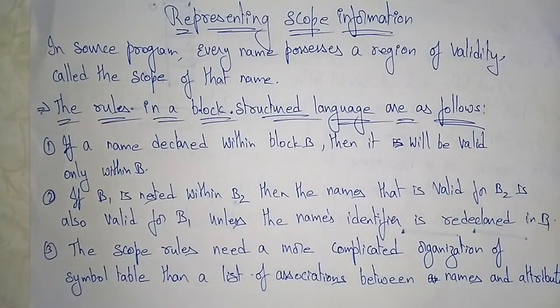Hi students, coming to the next topic, that is representing the scope information in the symbol table. Now let's see, this is the last concept in the symbol table concept. So far we had seen what is a symbol table, how to implement the symbol table, and what are the data structures that we used in the symbol table. Now let's see the representing scope information in the symbol table.